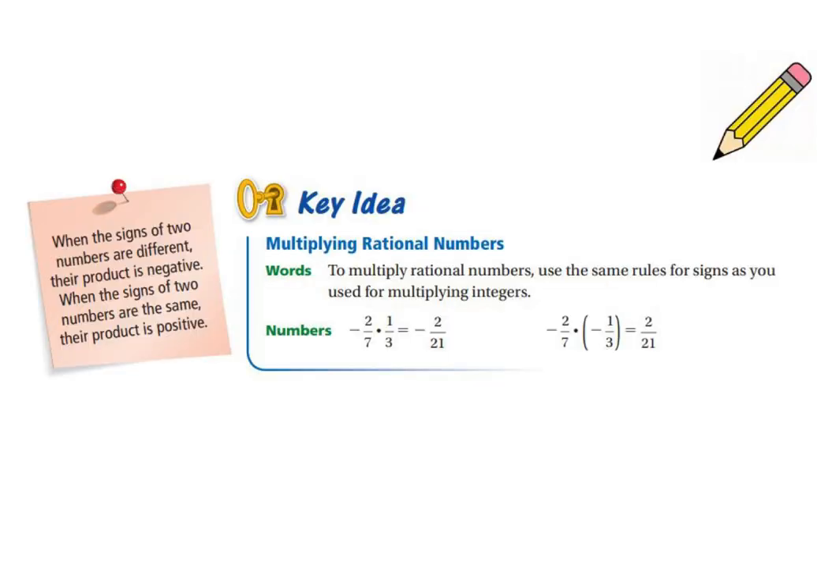Now, here are our key ideas. To multiply rational numbers, use the same rules for signs as you use for multiplying integers. So just your integer rules. When the two signs are different, the product is negative. When the two signs are the same, the product is positive.